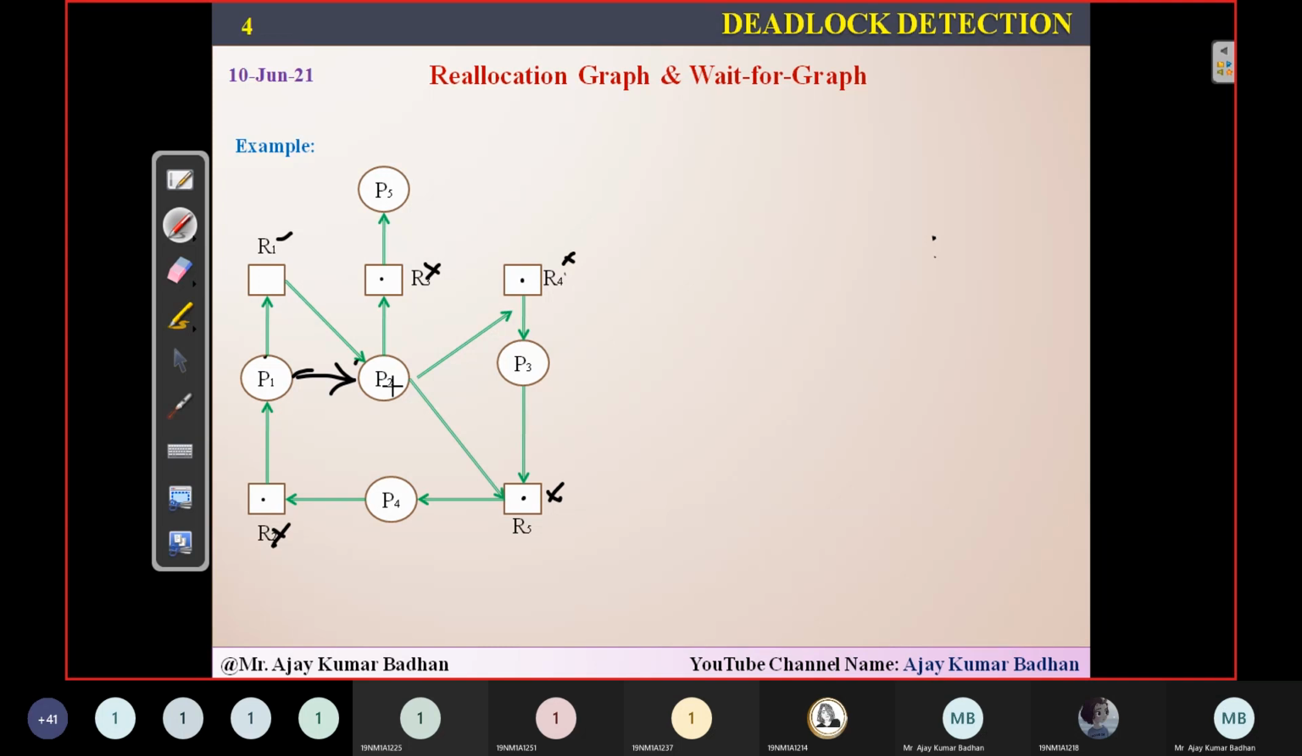Same if you see, from P2 there is a link going to R4. From R4 there is a link to P3. So when I remove this particular resource, directly a link will be there between P2 and P3. What does that indicate? That P2 is waiting for some resource which is held by the process P3, and it is waiting for P3 to release the resource. Same way here, you can see P3 is requesting a resource R5, but this R5 is present with whom? P4. So when I remove this, there will be a link from here to here. Same way there will be a link from here to here.